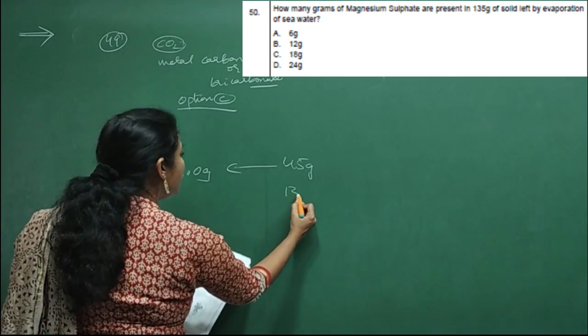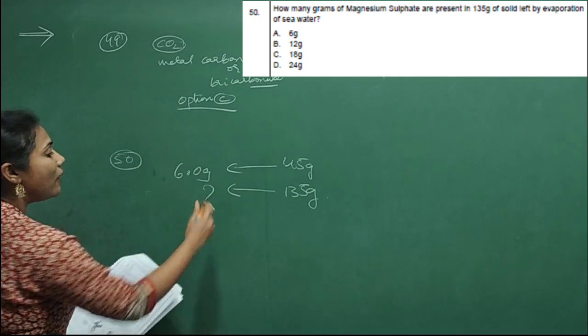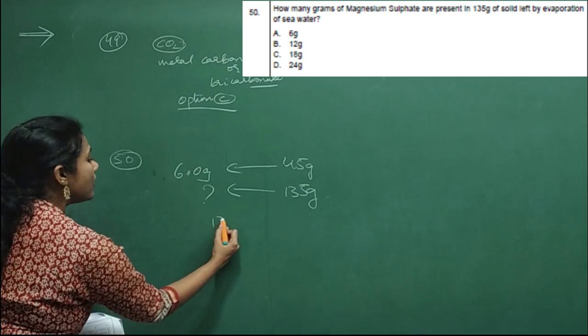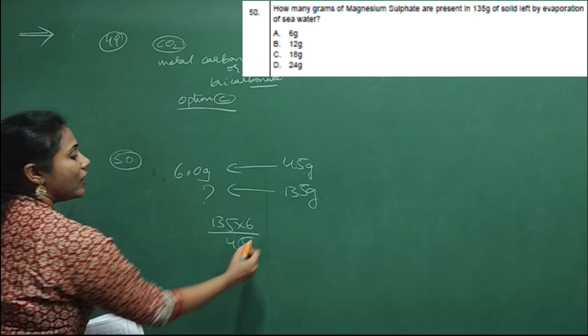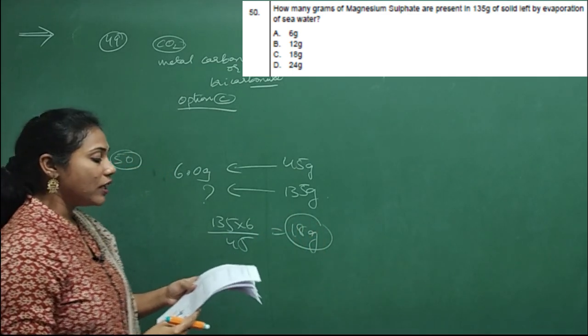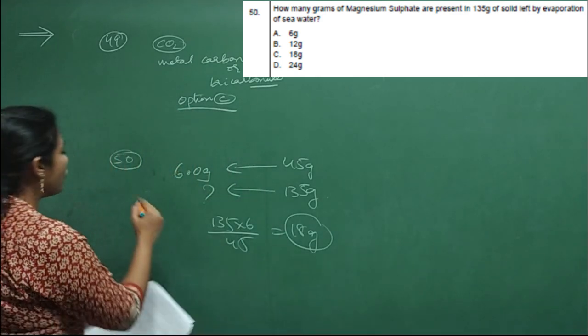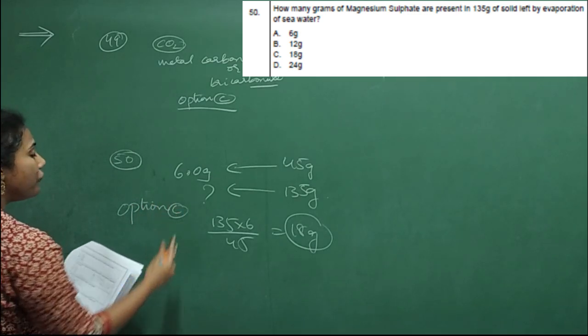Now, if you have total salt as 135 grams, then how much magnesium sulfate can be present? Just cross multiplication: 135 into 6 divided by 45. So you will get 18 grams. So 18 grams of magnesium sulfate can be present, right? So option C is the answer for the 50th question.